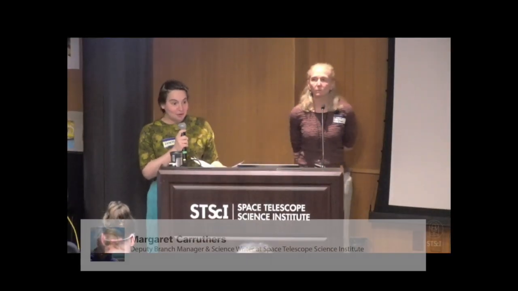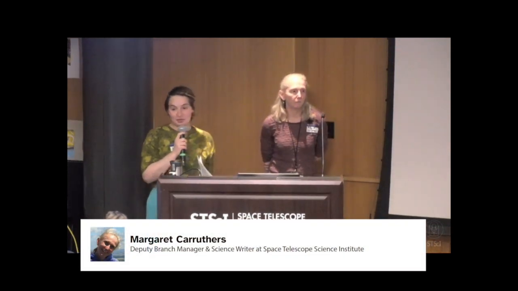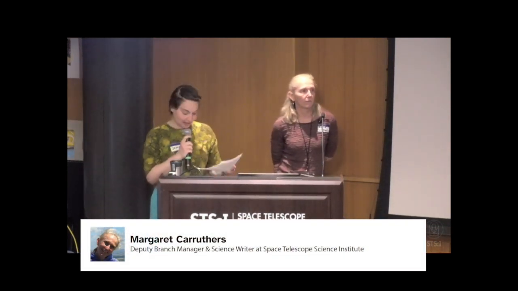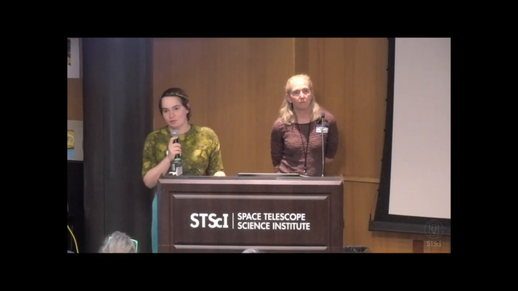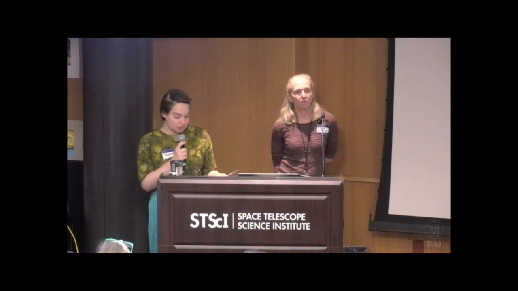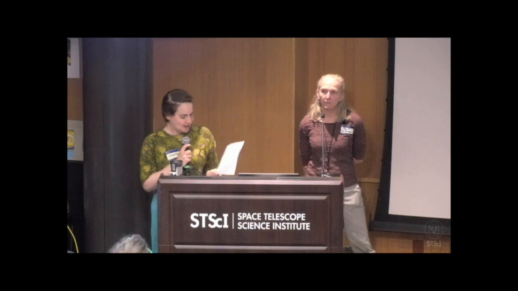So next up, we're going to be having Margaret Carruthers, who is a science writer here at Space Telescope Science Institute. She's going to talk about the incredibly detailed descriptions of the James Webb first images. They're referred to as alt text or alternative text.